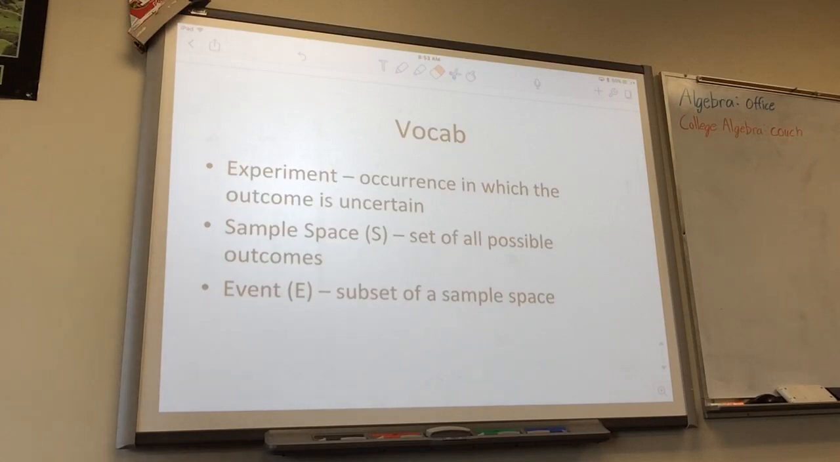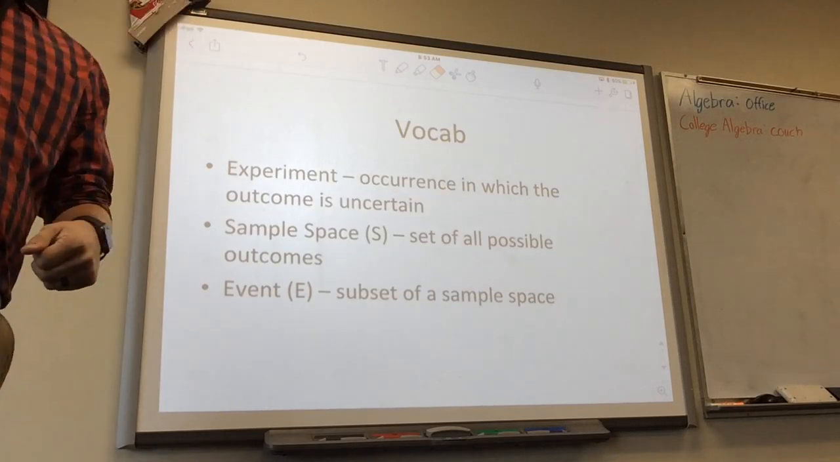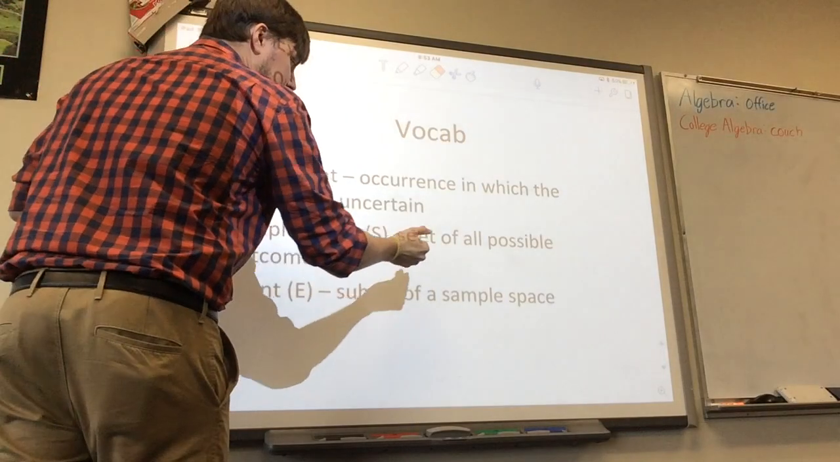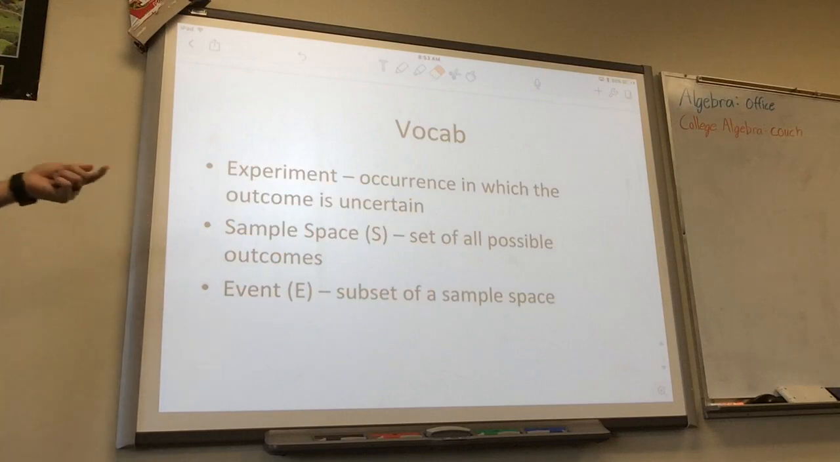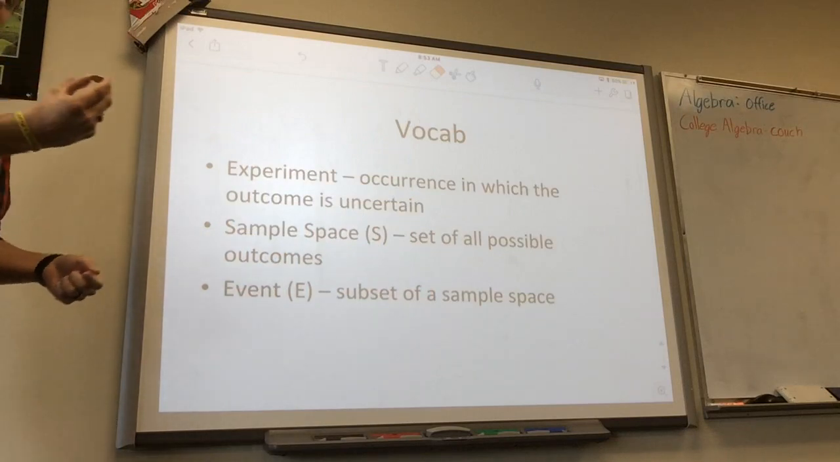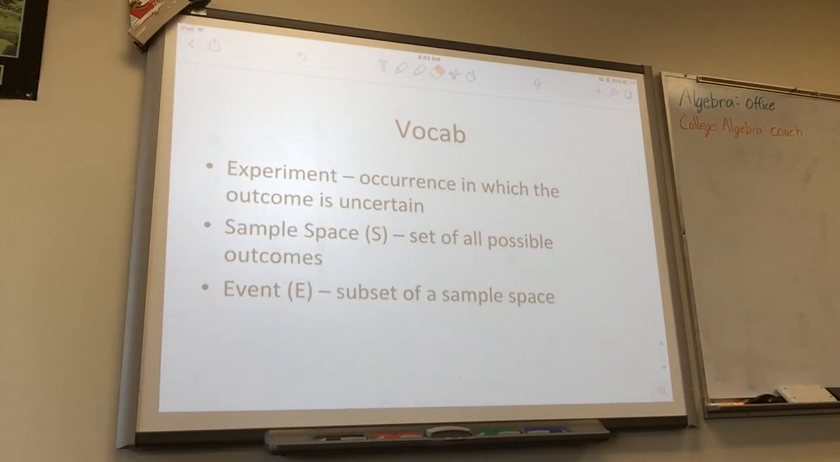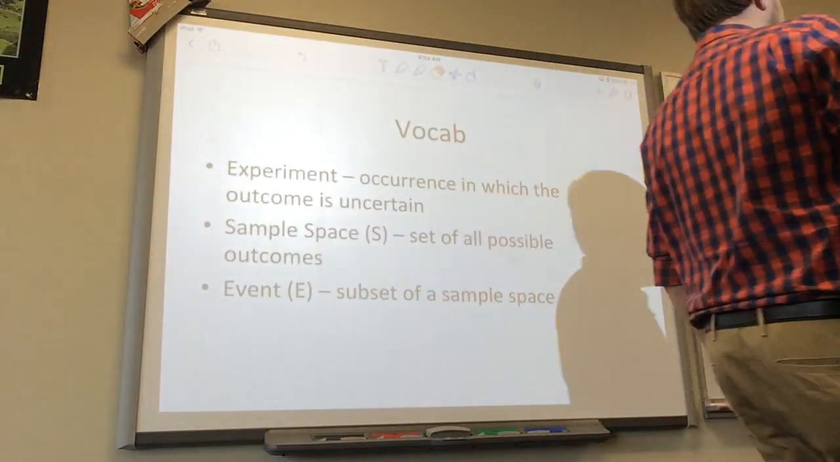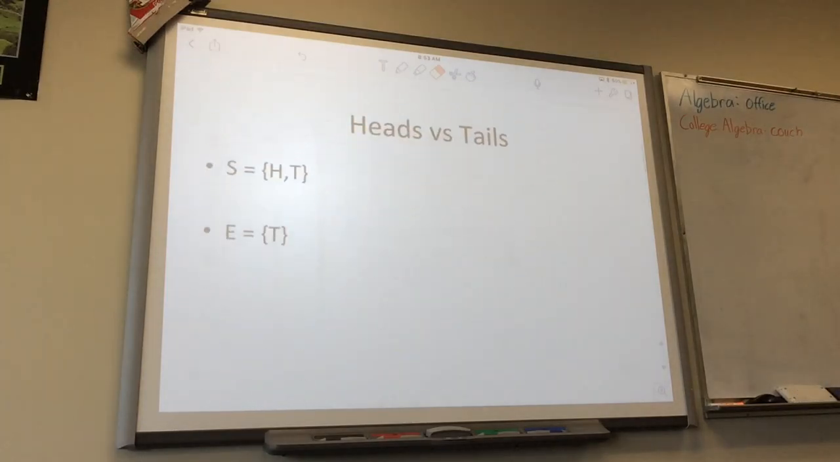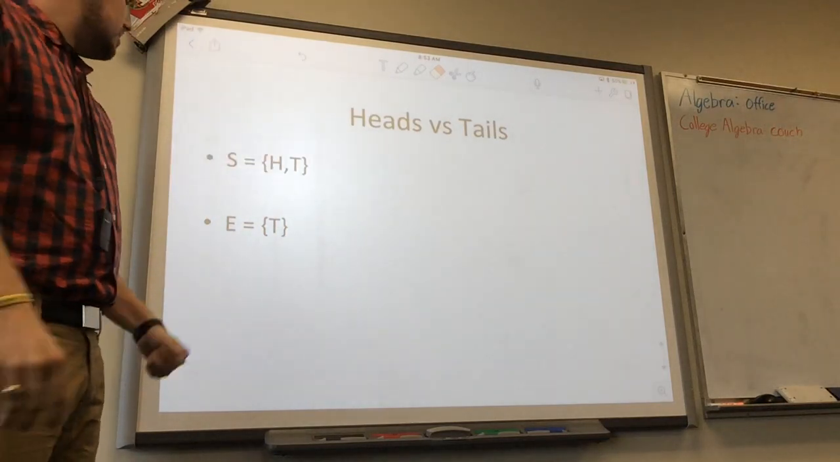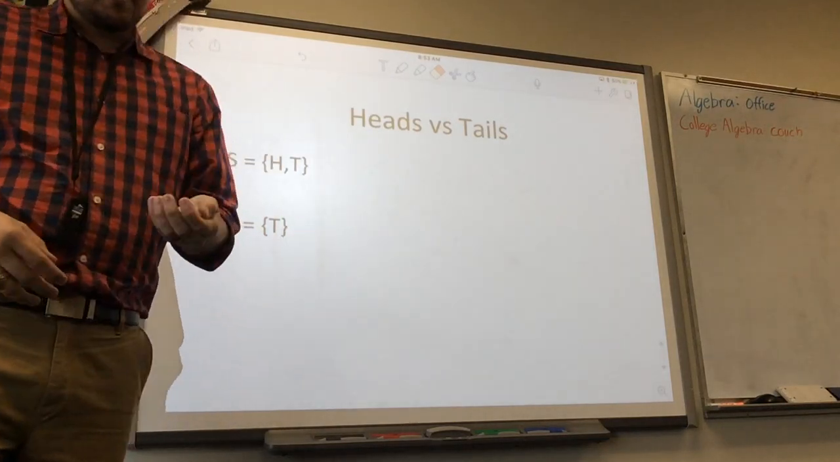Sample space, set of all the possible outcomes. So if I've got a quarter here, the sample space is what? Anybody know? All the outcomes that could happen if I flipped it. Heads and tails, the sample space. The event, a subset of the sample space. The event is what you want to happen. So the event on a coin could just be heads, or the event could be tails. So if you look at the next page, that's exactly what we've written out. Heads versus tails. The entire sample space is everything that could happen. The event is what you want to happen.